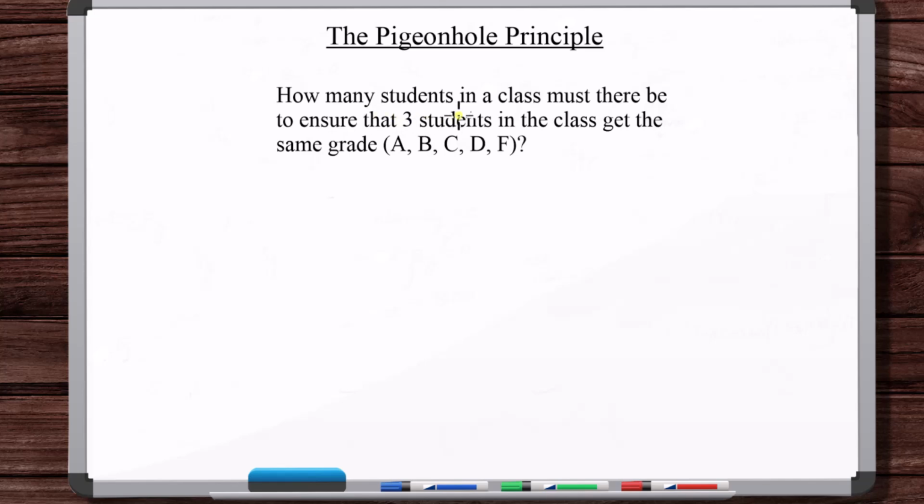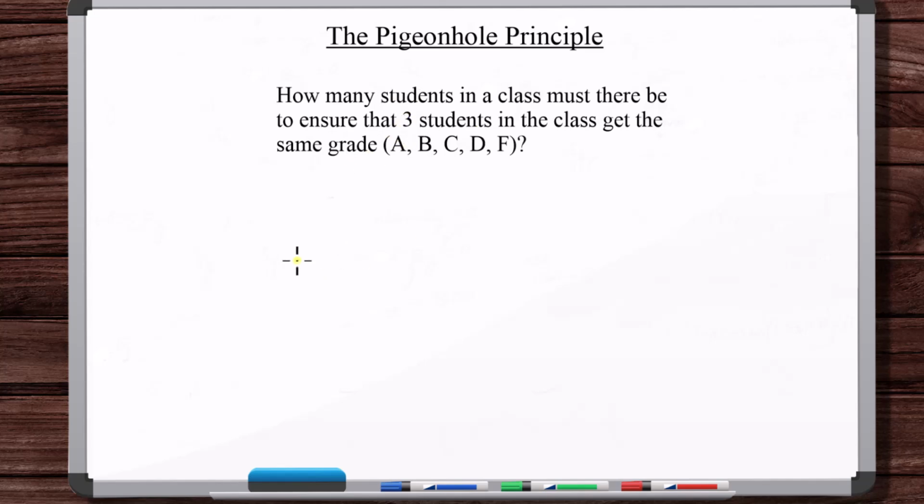How many students in a class must there be to ensure that 3 students in the class get the same grade? Okay, so what are the pigeonholes? What are the pigeons? And what are we trying to solve for? What are the numbers? Okay, so how many students in a class? Sounds like we're solving for N. Okay, 3 students in the class get the same grade. Looks like we have C.